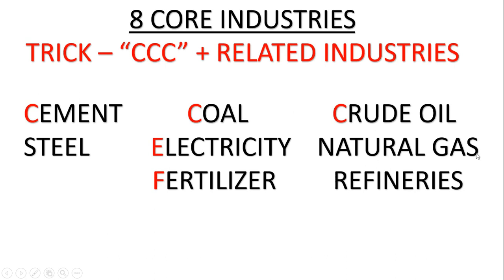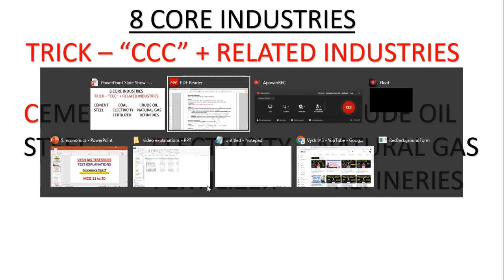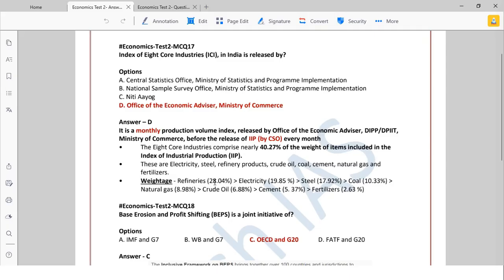Now there were 7 industries, one more is there: fertilizer. Because this is E for electricity, you can write F for fertilizer, the immediate next letter. And now in this model, one benefit is the weightage is also easy to learn by heart. Refineries is the highest weightage and fertilizer is the lowest weightage. Among the 8 industries which I showed you, refineries is 28% and fertilizer is 2.63%. So this much at least you should know.